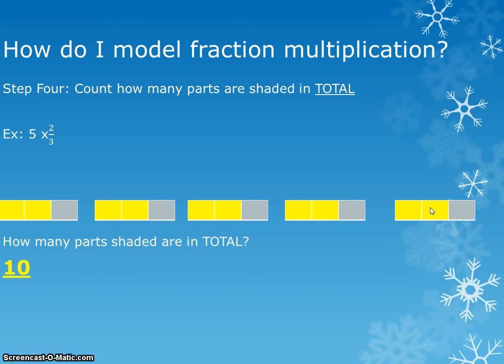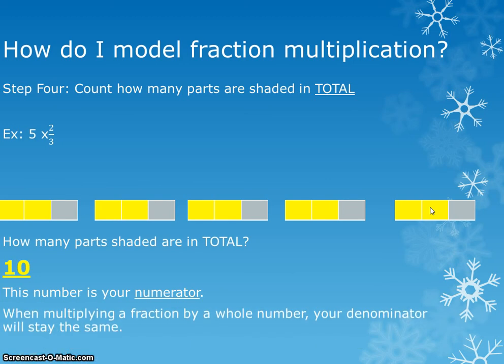The total shaded parts stands for your numerator. This is something that you have been doing in fractions for a long time. When you are multiplying a fraction by a whole number, which we are because we are multiplying your fraction by 5, your denominator will stay the same. Therefore, with this example, our denominator will be a 3.